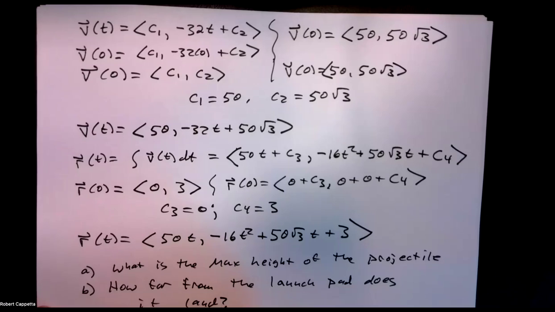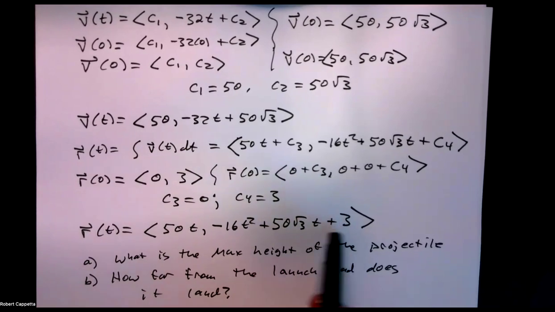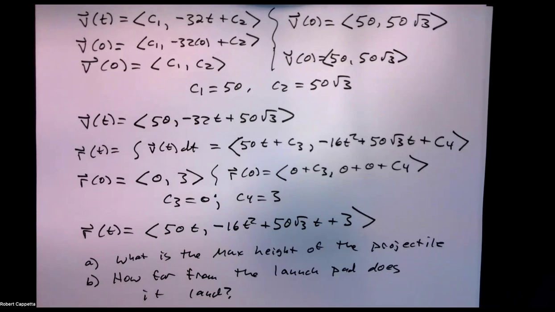So how are we going to answer those questions? Think about that for a few seconds. The maximum height of the projectile. How are we going to find that? What is our strategy going to be? The height is here. So when does that achieve a maximum? What value of t gives me a maximum? What tool from calculus can we use? And how far from the launch pad does it land? How do we answer that question? Well, what does the height have to be for it to land? See if that's enough to give you an idea in terms of where to go next.